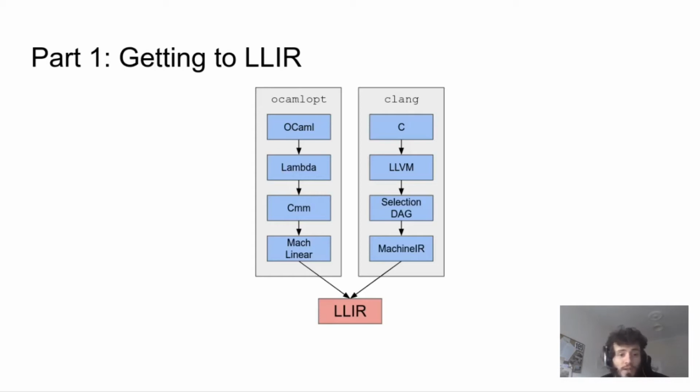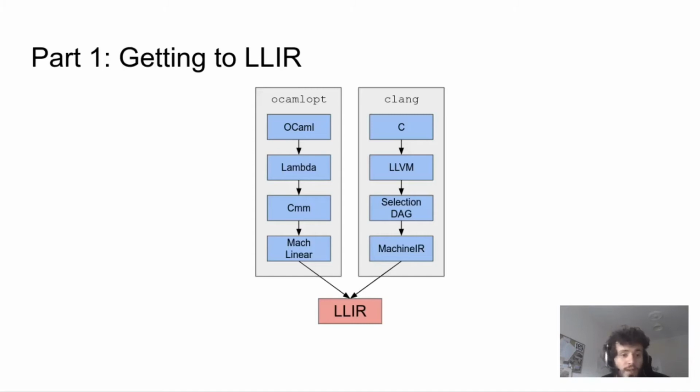LLVM IR is more abstract than that. We need to lower it a bit in LLVM. Conveniently, we defined LLIR to be almost like machine code. We lower LLVM IR to LLIR through the target-specific backend of LLVM, passing through selection DAG and LLIR-specific machine IR.